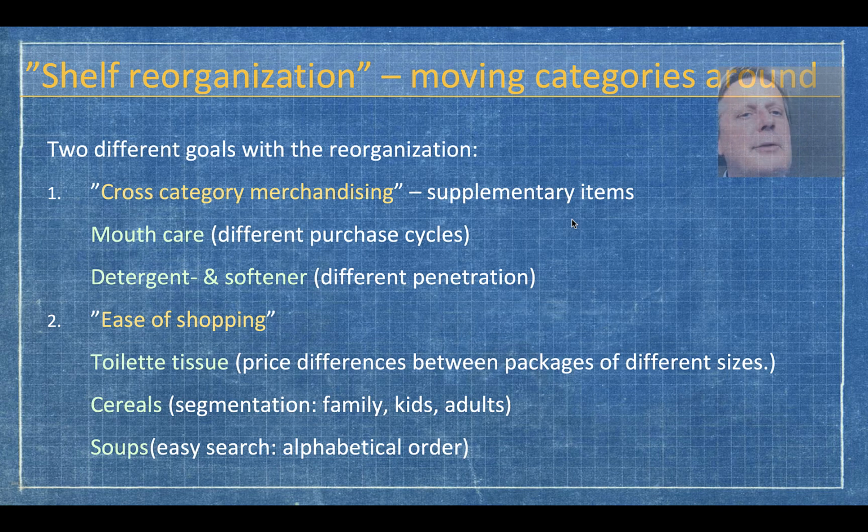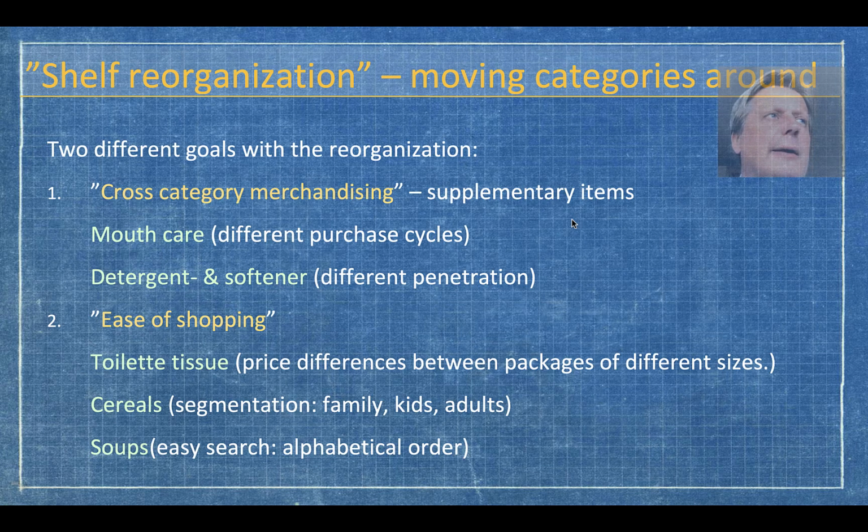And then they did this shelf reorganization thing, and they did two things here basically. One would be cross-category merchandising. So they would try to use frequently purchased items to generate sales for complementary, low-frequent items. And they would also like to do something called ESO shopping, which would basically be to enhance the decision making. And I think the results here are really interesting, so I'll go through them a bit in detail. When it was about cross-category merchandising, they looked at mouth care, and as you see, detergents and softener.